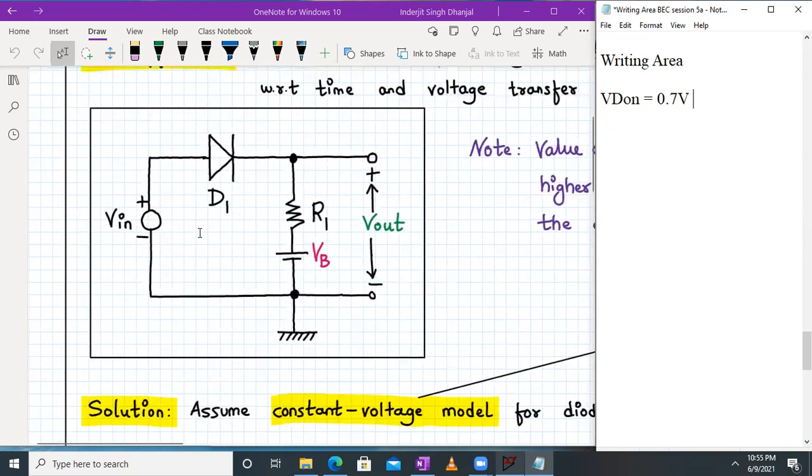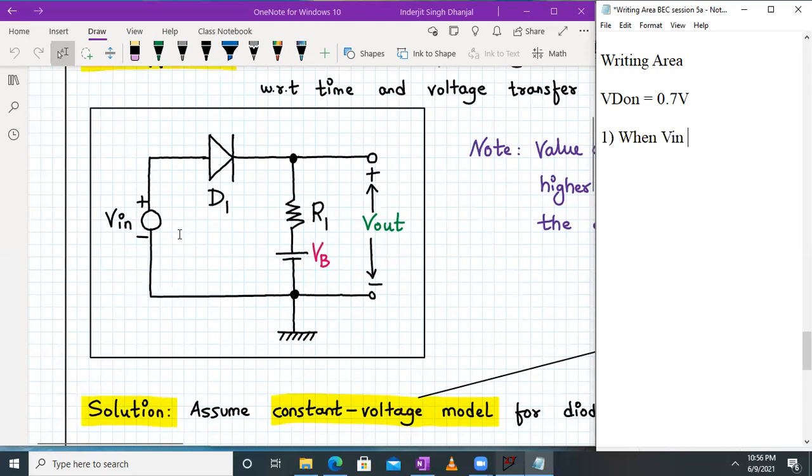So in this scenario we can say when Vin is greater than VD on. VD on is the turn on voltage of the diode. But wait, we have VB also. So now carefully see whether VB is assisting the diode to turn on or opposing it. See over here, the cathode terminal is connected to the positive. So basically VB is opposing the diode to turn on.